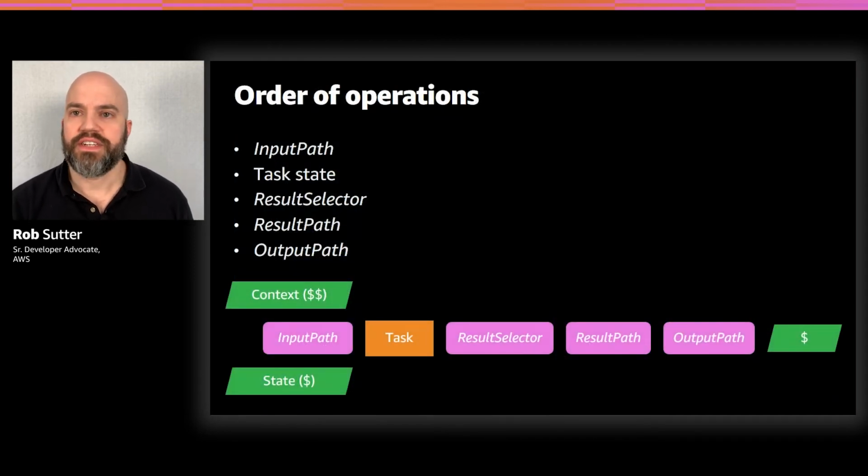So as these two objects feed into your task state, they go through a certain order of operations. The first is the input path, then the task itself, the result selector, the result path, the output path, and finally its return to the state. Now, the input path can also be changed by parameter builders, but because they work in the same way, we've chosen to show you input path here on the slide.